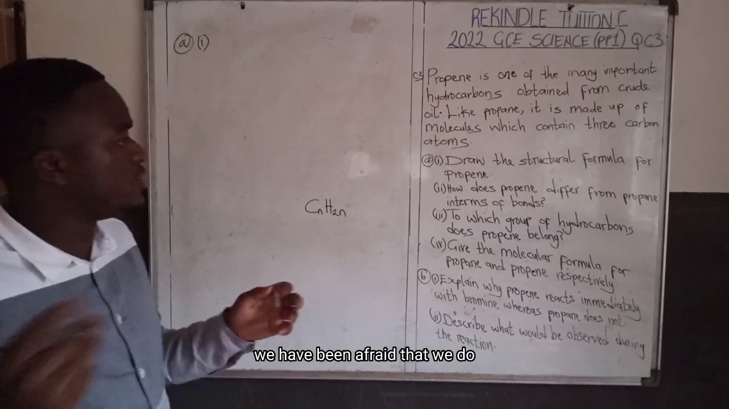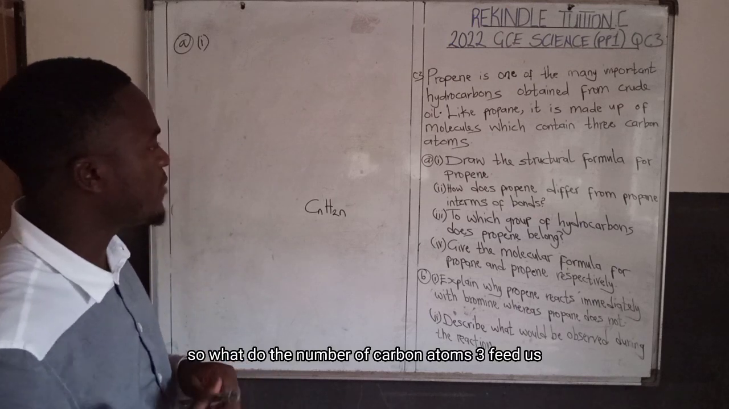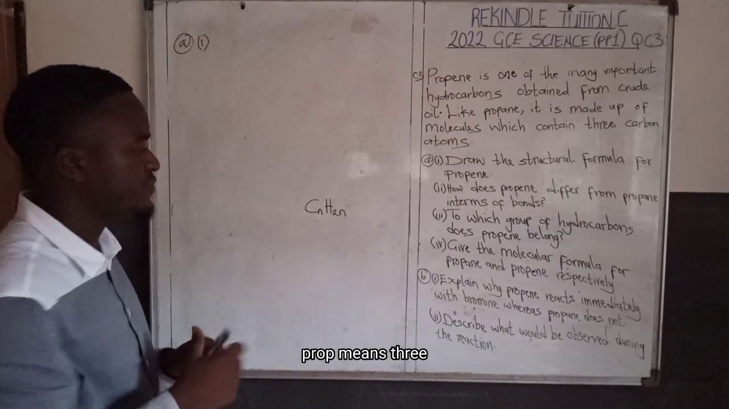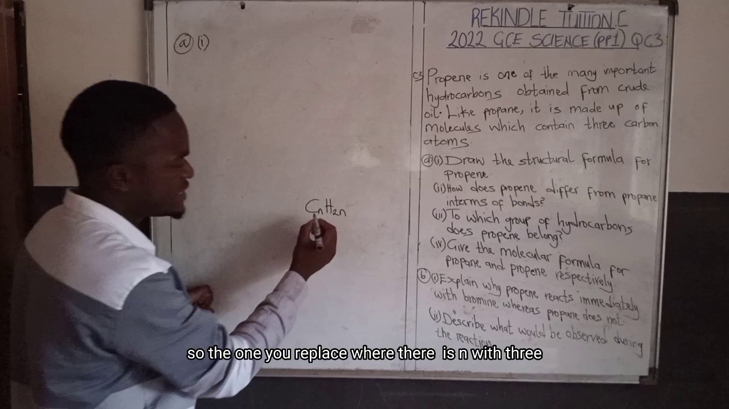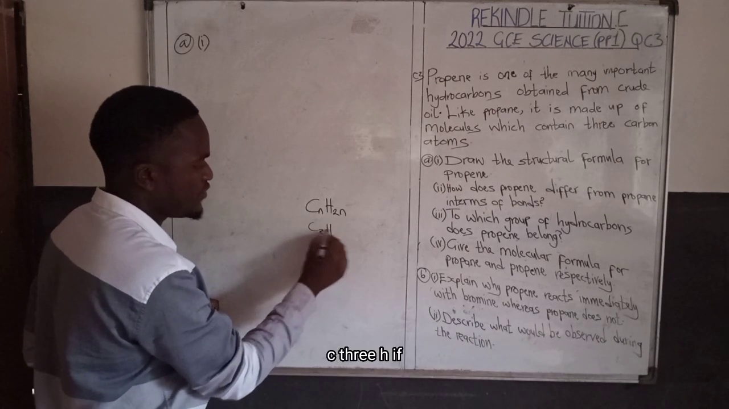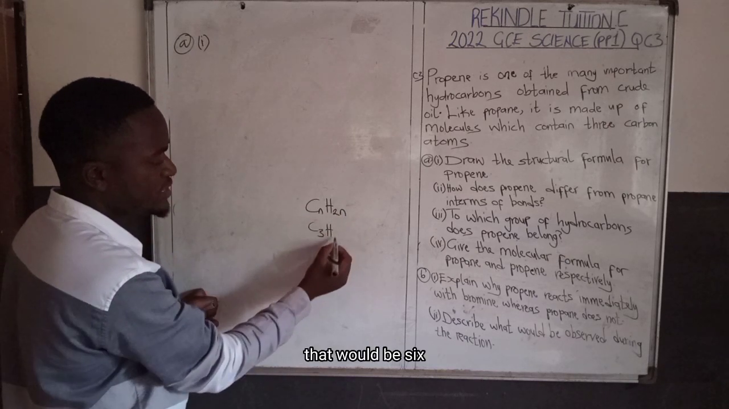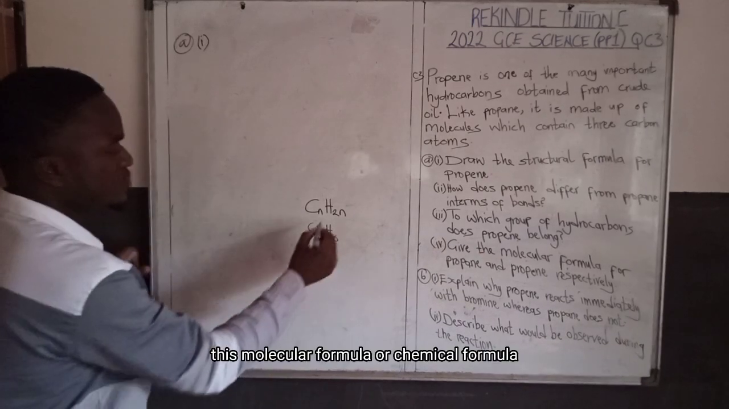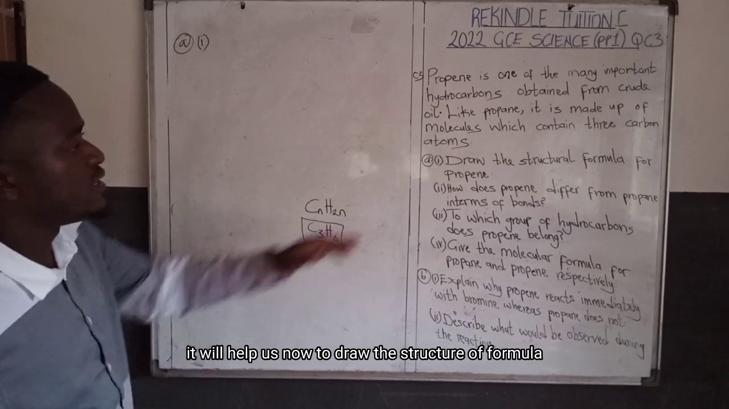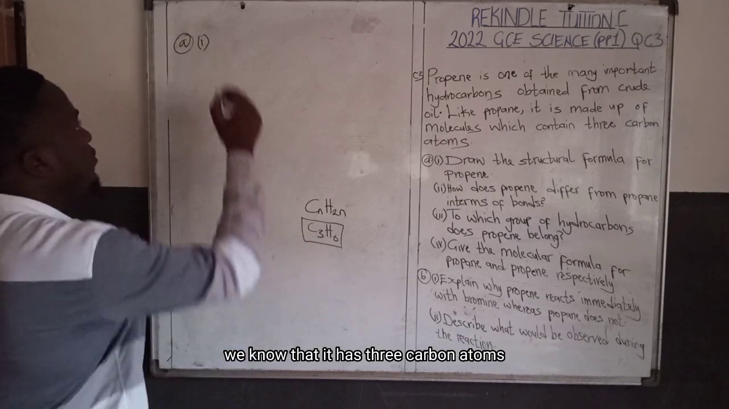So we have already been told the number of carbon atoms. So what is the number of carbon atoms? It's 3. I mean, just the word itself, prop means 3. So we're going to replace where is N with 3. C3H. So if we replace here 3 with 3, it will be 2 times 3. That will be 6. So this molecular formula, or chemical formula, will help us now to draw the structural formula. We know that it has 3 carbon atoms.